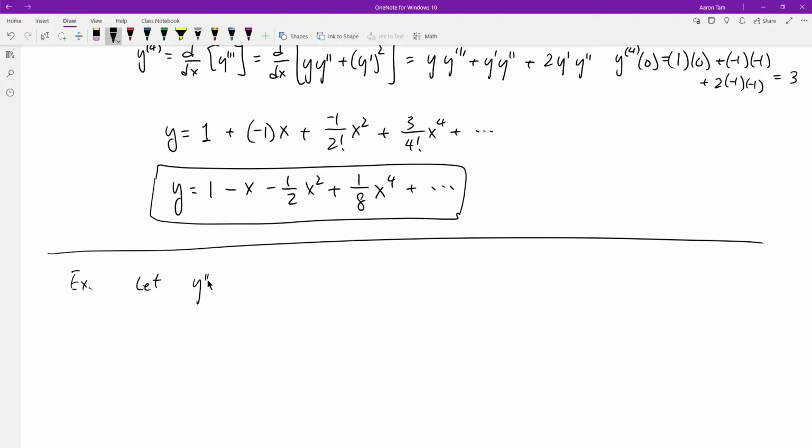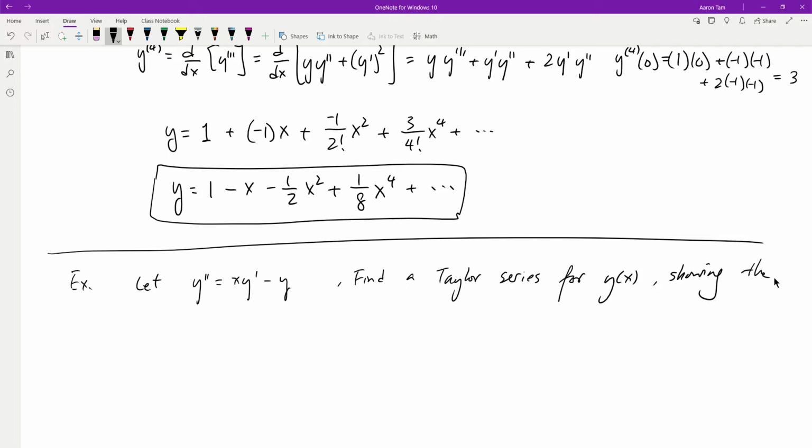So imagine the following. Let y double prime equal xy prime minus y. Find a Taylor series for the solution of y. Once again, I'm going to ask you to show the first four non-zero terms.